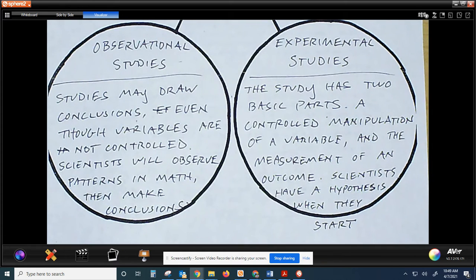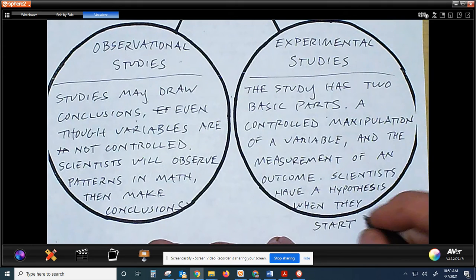Scientists have a hypothesis when they start. They guess on how the study is going to turn out. A hypothesis is an educated guess. So they start an experiment. They have a lot of control over a variable. Then they measure an outcome. And they have a hypothesis when they start. They guess on what result they're going to see. And then they use statistics to see if the result did indeed happen.